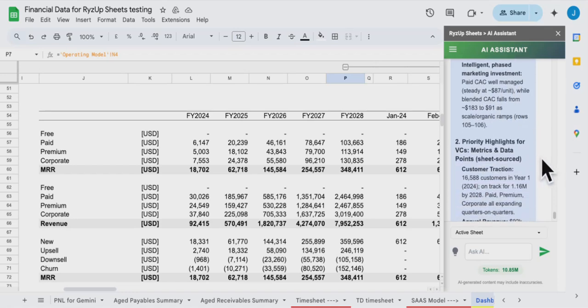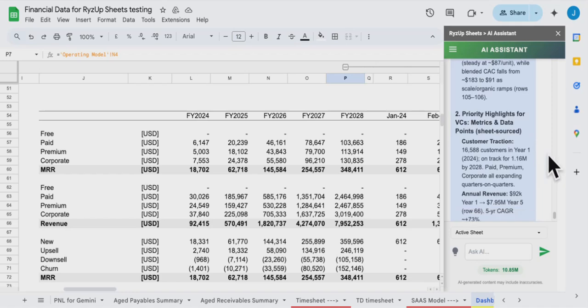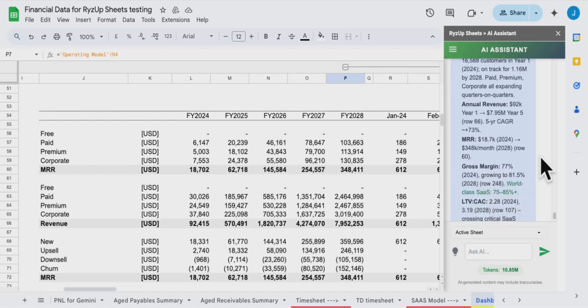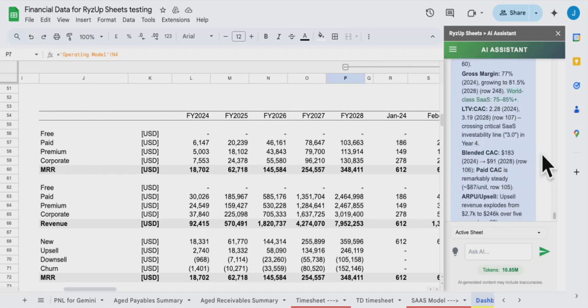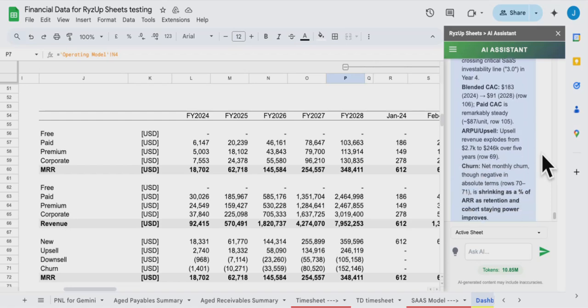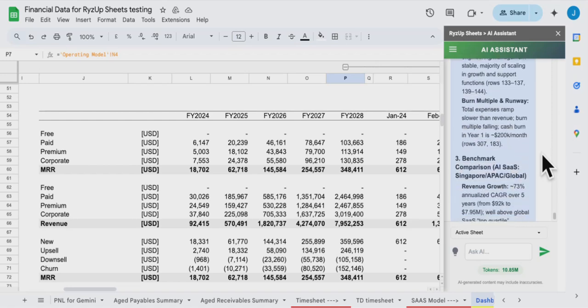Then it goes to the second point, or the second question that we had asked: priority highlights for VCs, metrics and data points. It talks about customer traction, how it has been growing, MRR, gross margin, LTV to CAC. It also talks about blended CAC and paid CAC, average revenue per user, upsell, and so on.